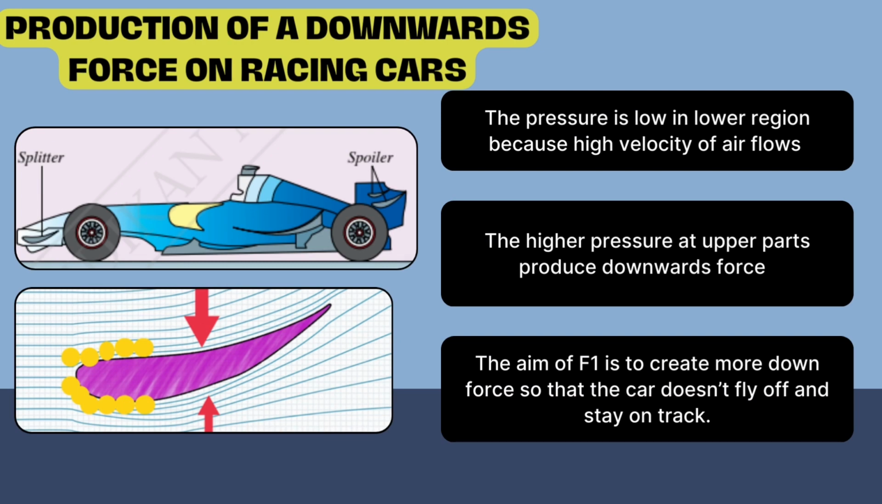As you can see, the spoiler and the splitter of the racing car are made with an inverted aerofoil shape. The bottom section of the aerofoil will allow high velocity air flow, so it will create low pressure on the bottom section. Meanwhile, on the top section, it will create high pressure because the air flows with low velocity on the top section. The difference in pressure will create the downward force. The function of the downward force is to make the F1 car more stable so it doesn't fly off easily.